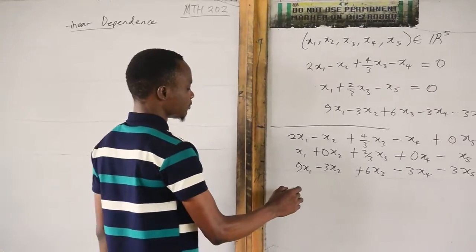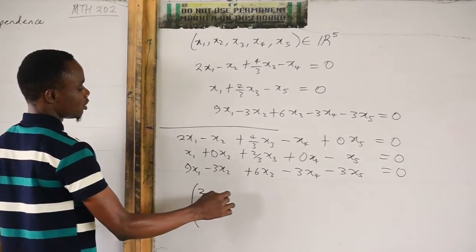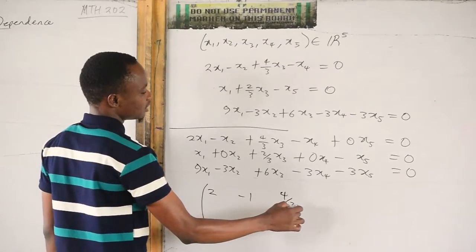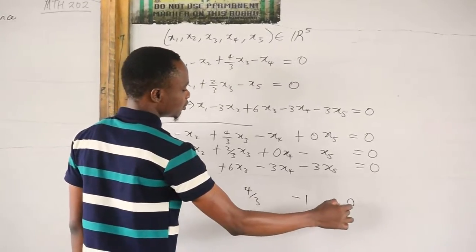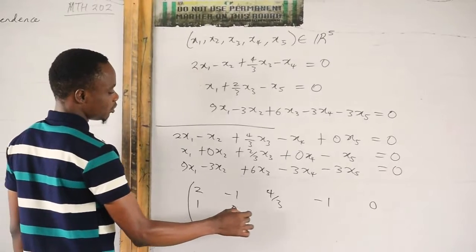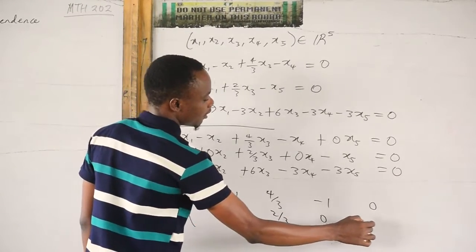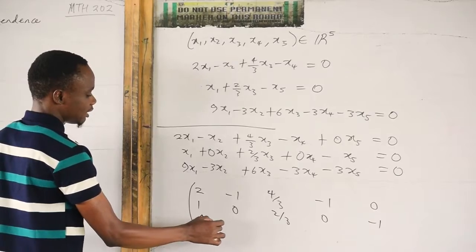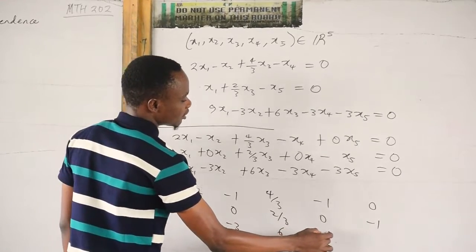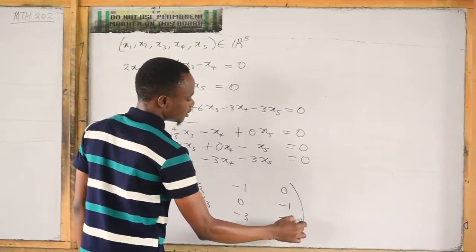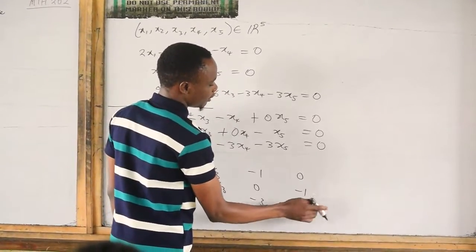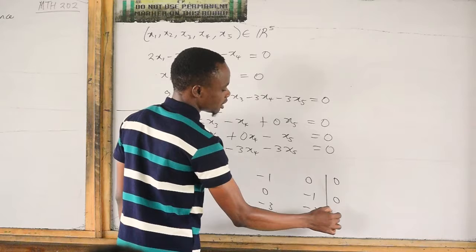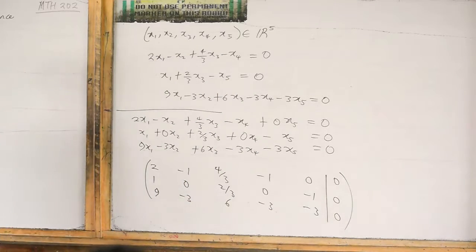Alright, so this is going to give us a matrix form. I'm going to have this to be 2, minus 1, 4 over 3, minus 1, 0. We're going to have 1, 0, 2 over 3, 0, minus 1. And this is going to be 9, minus 3, 6, minus 3, minus 3. So in augmented matrix form, if you like, it's going to carry 0, 0, 0. Then you carry out elementary row operations to have it in row reduced form. Is that clear? Have it in row reduced form.